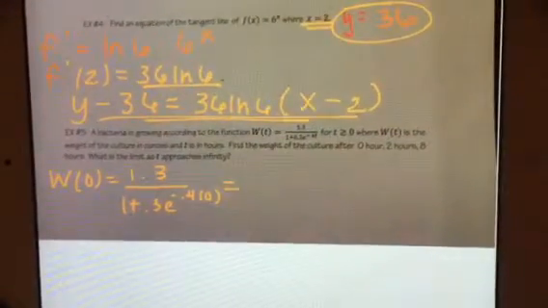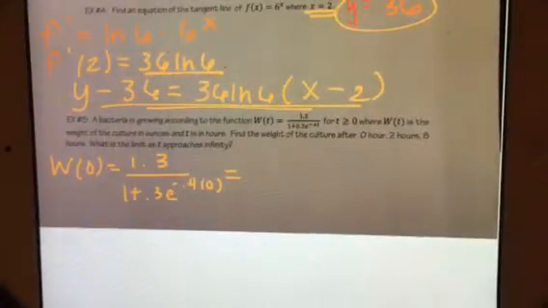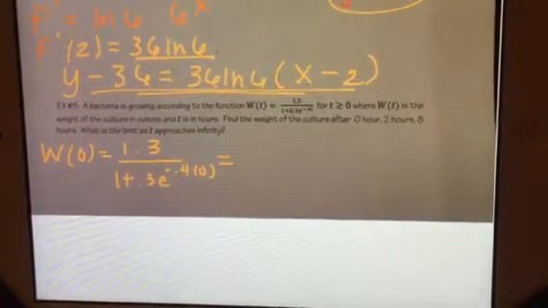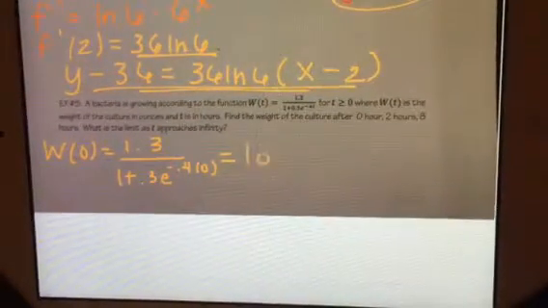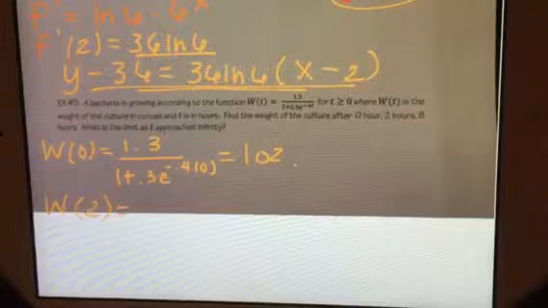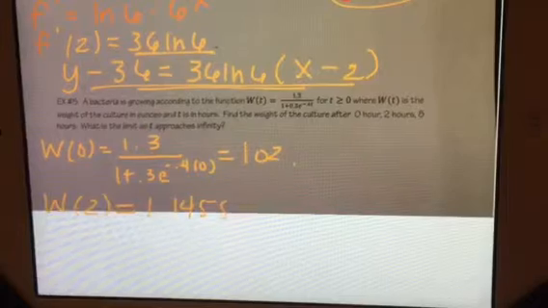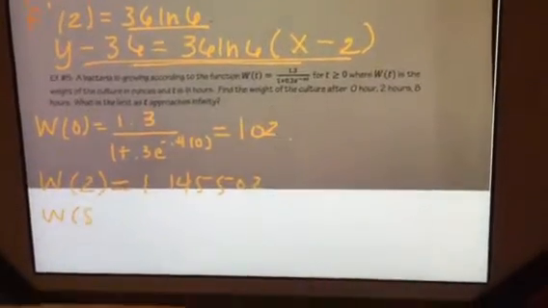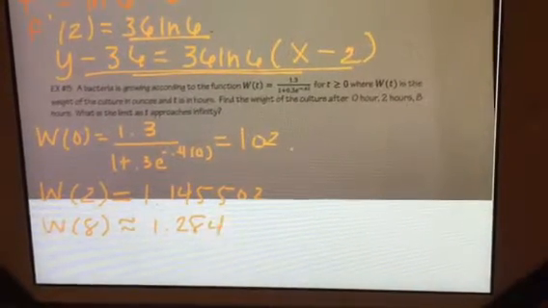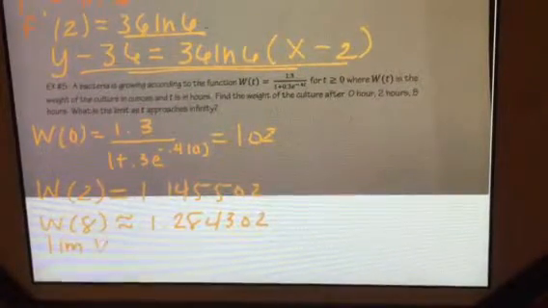For this next example, we're asked to find the weight of the culture after 0 hours, 2 hours, and 8 hours, and then they want us to find what is the limit as t is approaching infinity. Well, I've set up the first one, and when we simplify this, it gives us 1 ounce. If we do the same for 2 hours, this then approximates 1.1455 ounces. If we do the same for 8 hours, then this approximates 1.2843 ounces.